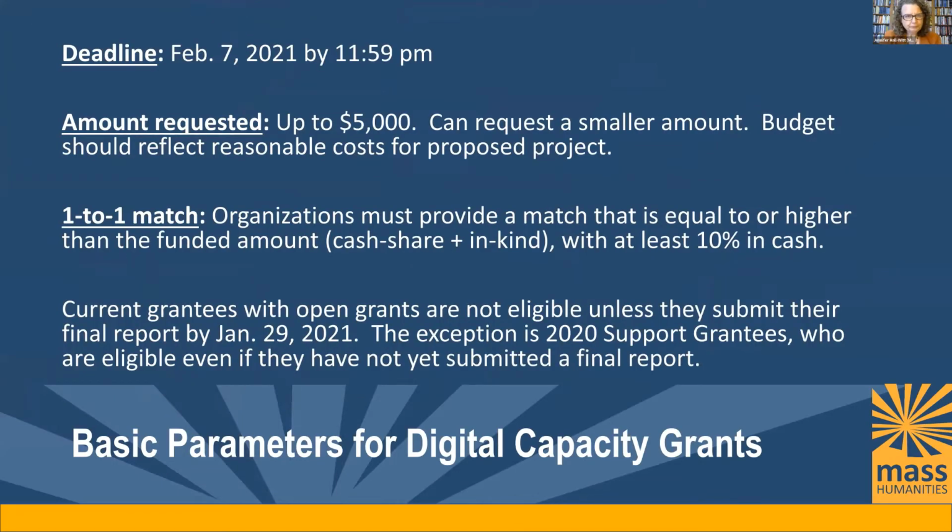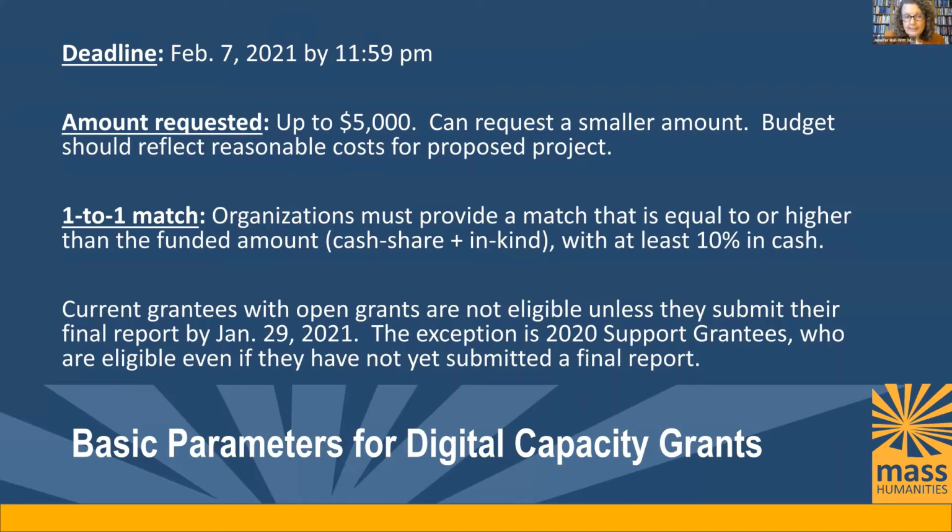Okay, so the deadline for the application for the digital capacity grants is February 7th at 11:59 p.m. So that is the deadline. The amount requested, you can request anything up to 5,000. You can request a smaller amount, and really what we'll be looking for is that you have a reasonable budget for what your proposed project is. I'll say quickly here that we do require a 1-to-1 match, and I'll be saying more about what that is later on, but basically you'll need to have a match that's equal or greater than what you're asking from us in terms of funding. And that will be a combination of cash share and in-kind, and I'll explain what those are for those of you who don't have a lot of experience applying for grants.